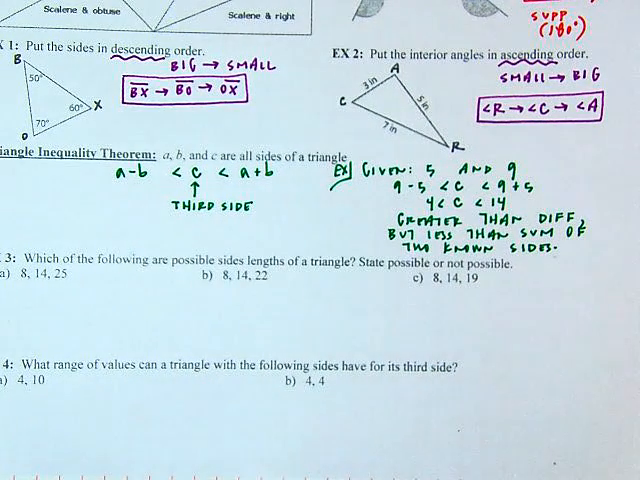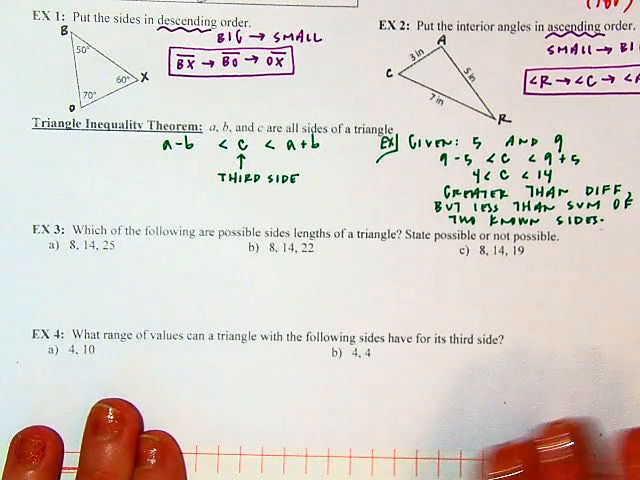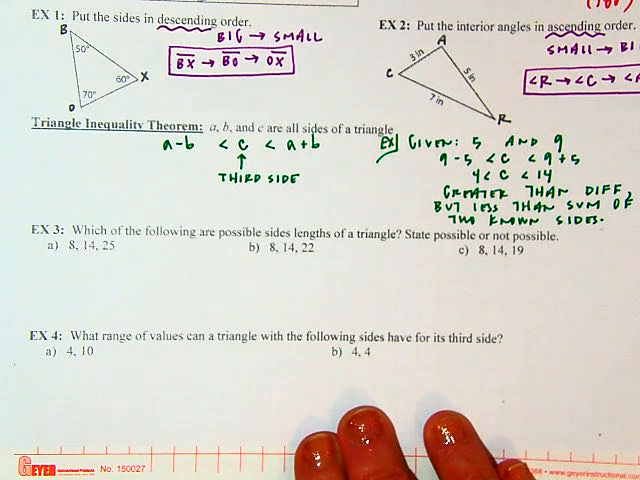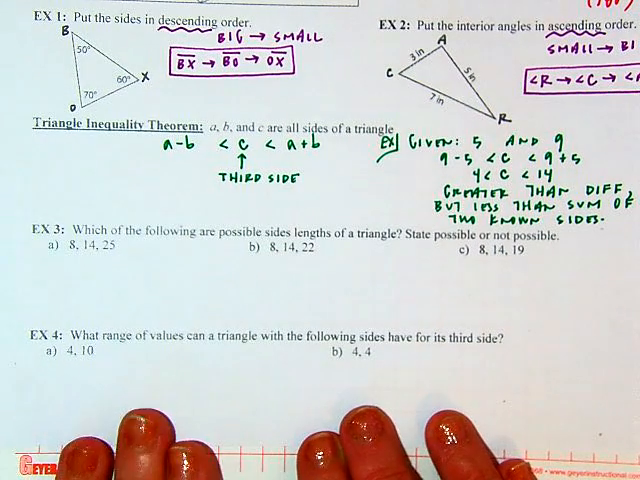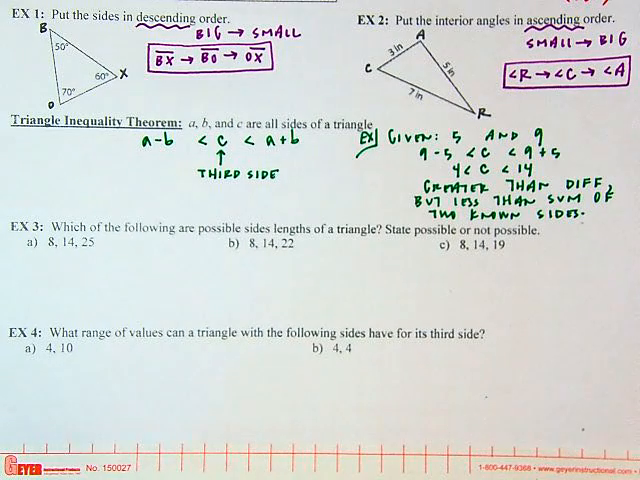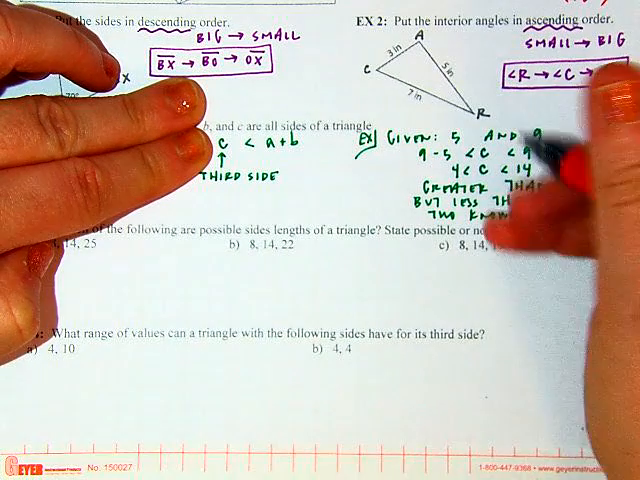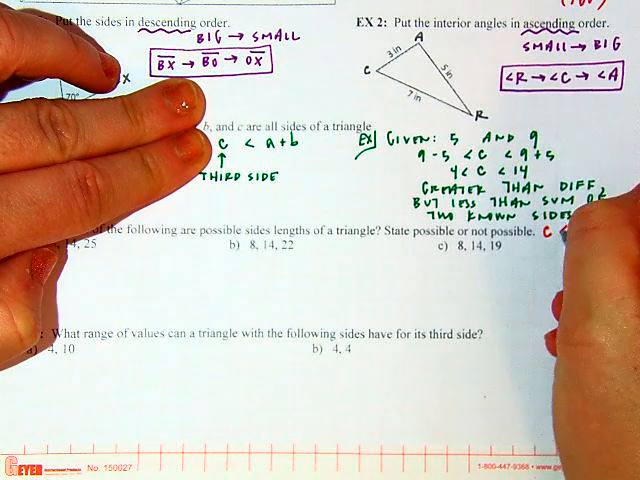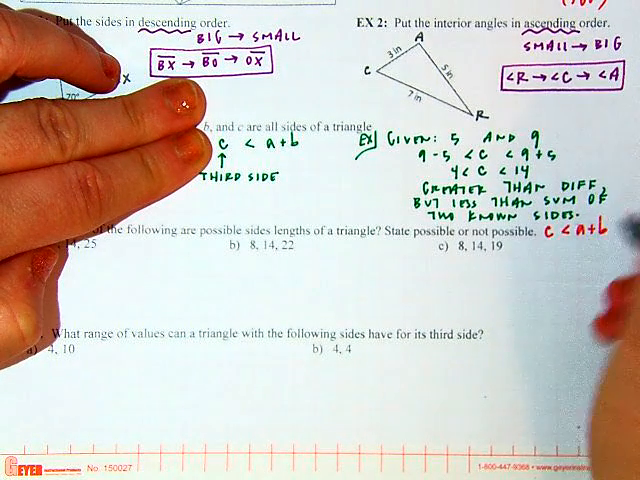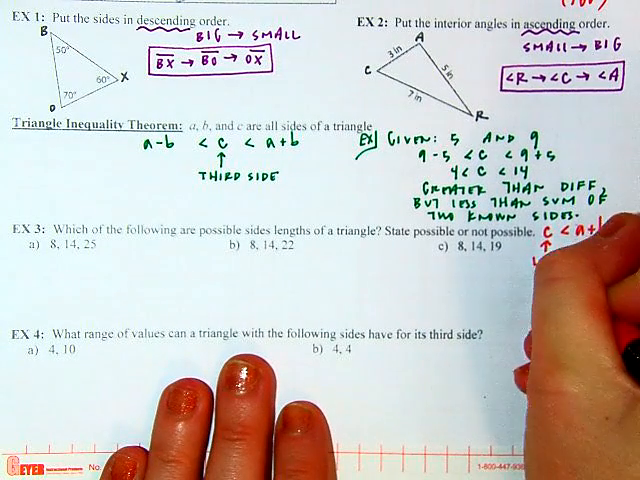All right, there's two things that we take from the triangle inequality theorem. We ask two types of questions. So here is the first one, example 3. Which of the following are possible side lengths of a triangle? State possible or not possible. So here, what I'm taking from the theorem is this part of it right here. I only have to pay attention to this part of it. So C less than A plus B. And C, I'm focusing on as my largest side.